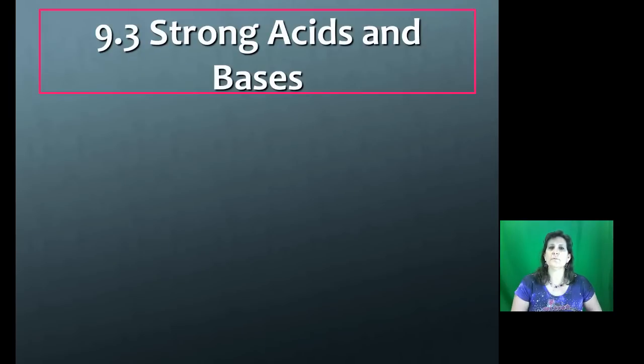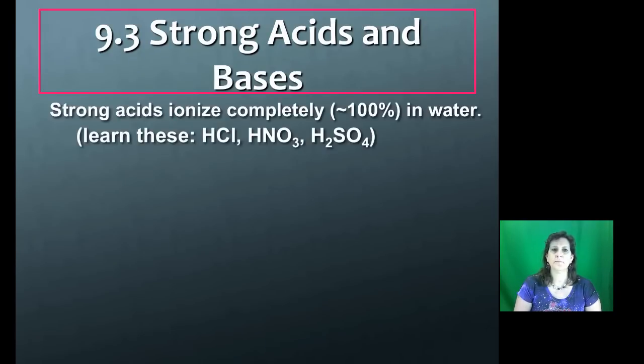All right, now let's look at some strong acids and bases. Strong acids ionize completely, practically 100% in water, 95% or more. We have 3 strong acids we want you to learn. HCl is hydrochloric acid, HNO3 is nitric acid, and H2SO4 is sulfuric acid. These are all strong acids.